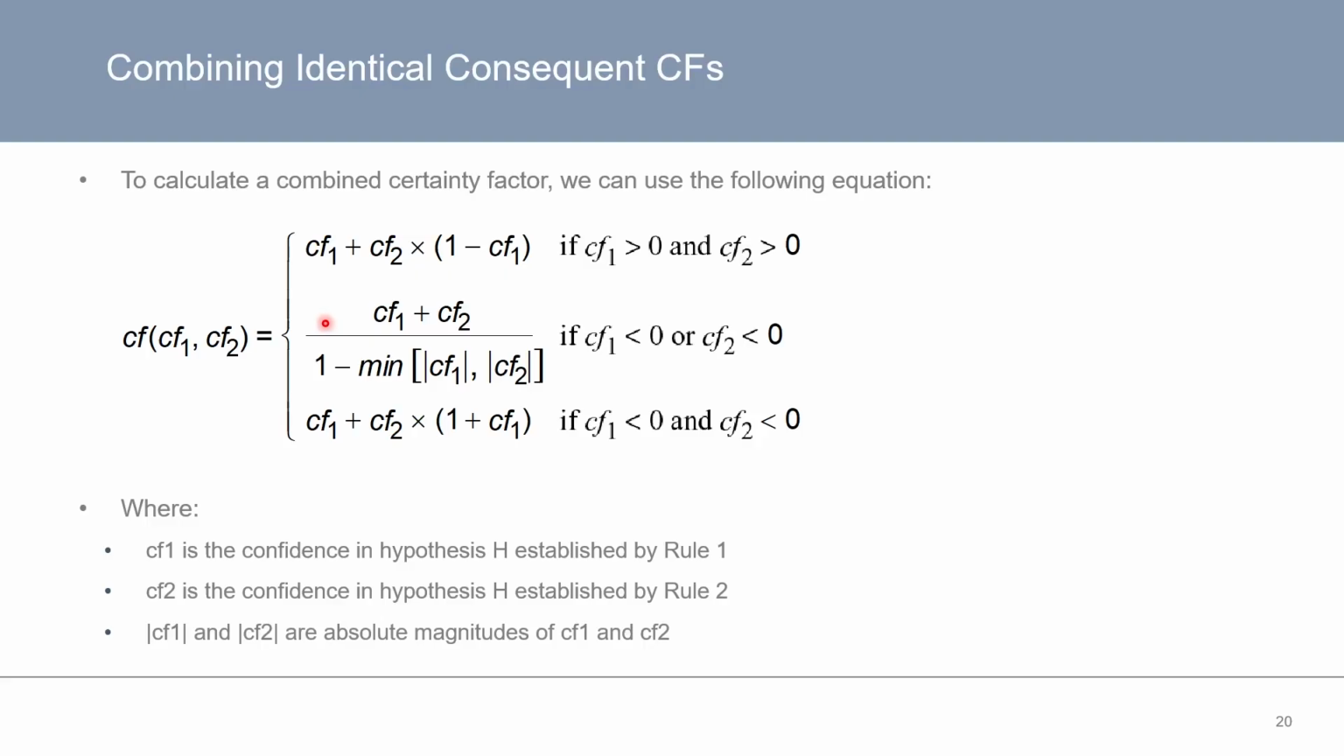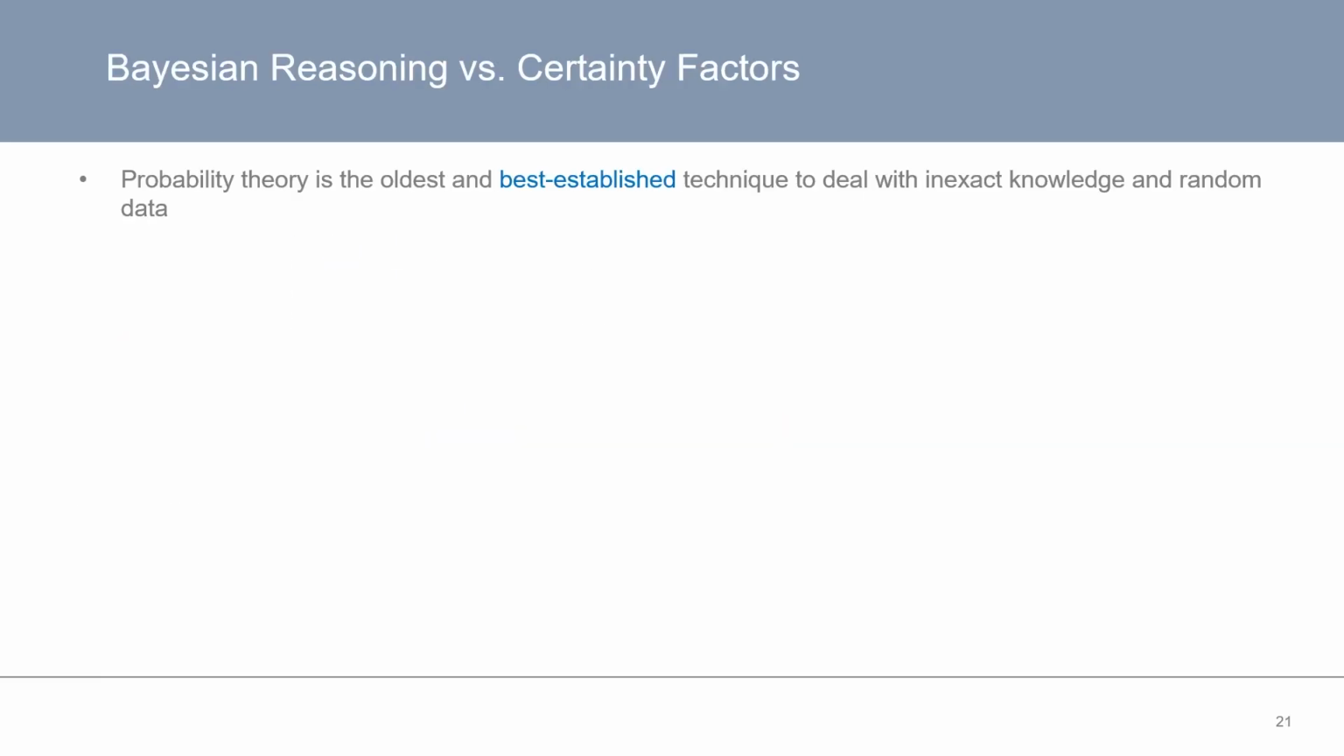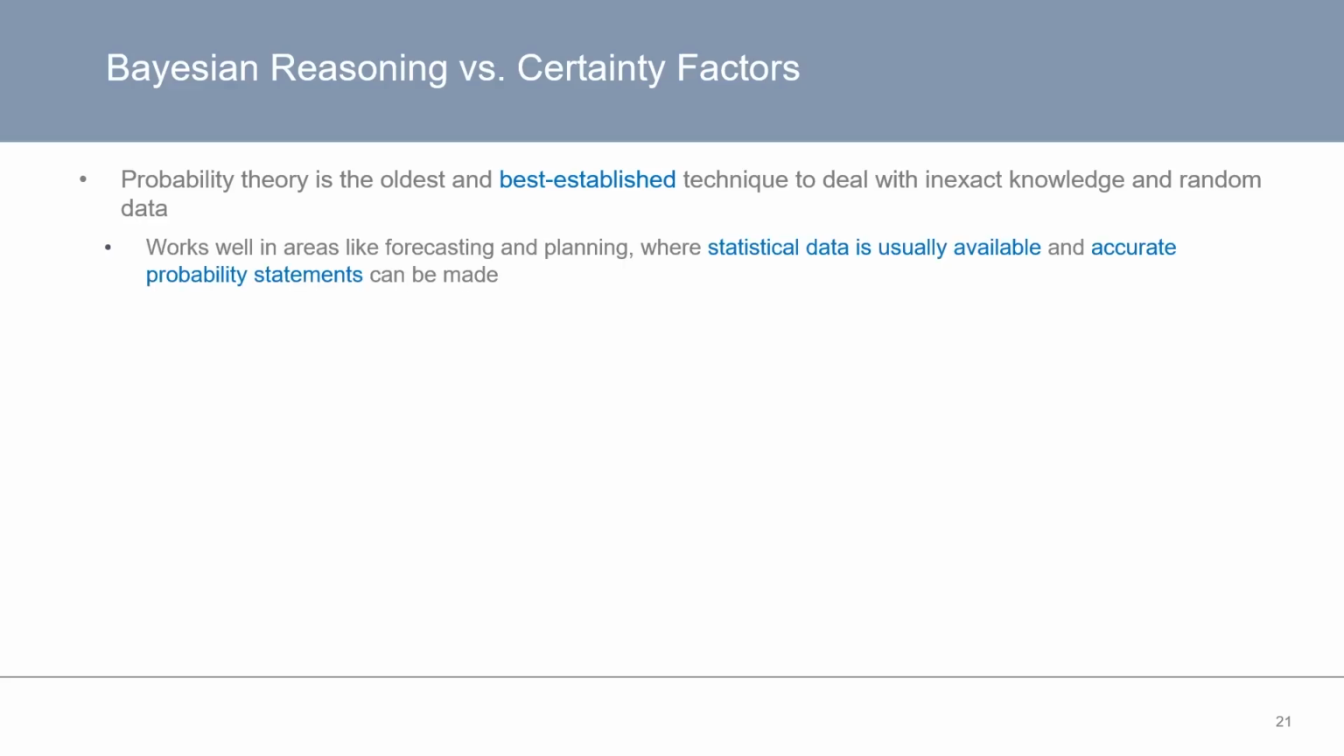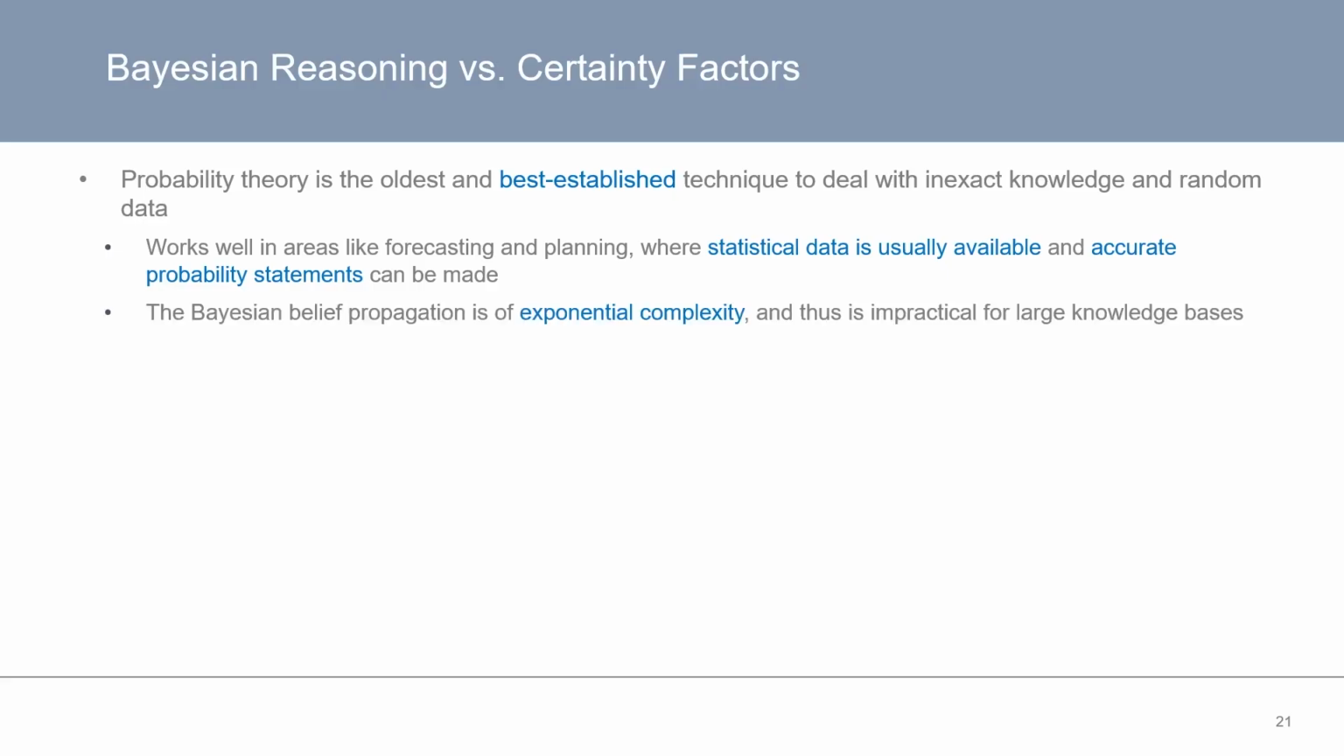Stepping back and looking at the difference between Bayesian reasoning and certainty factors, let's just mention a few items. First, probability theory is the oldest and best established technique to deal with inexact knowledge and random data. It works well in areas like forecasting and planning, where statistical data is usually available and accurate probability statements can be made. The Bayesian belief propagation is one of exponential complexity, and thus it's impractical for large knowledge bases.